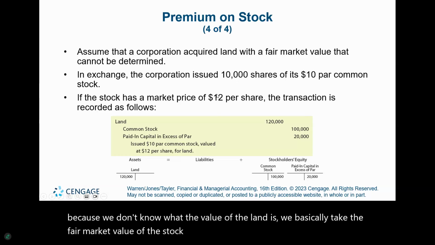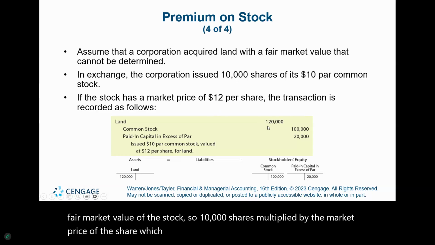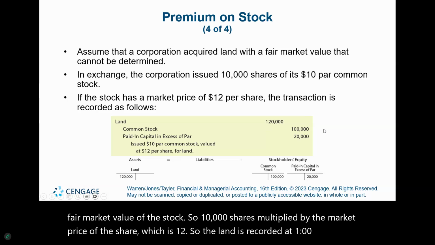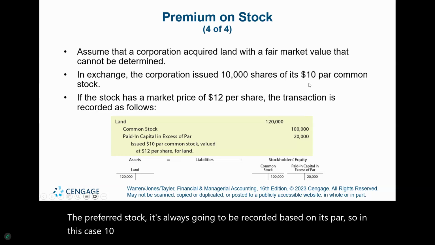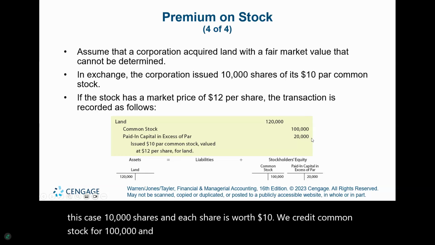So 10,000 shares multiplied by the market price of the share, which is 12. So the land is recorded at 120,000. The common stock, much like the preferred stock, is always going to be recorded based on its par. In this case, 10,000 shares, and each share is worth $10. We credit common stock for 100,000, and from there, we credit the paid in capital in excess of par.